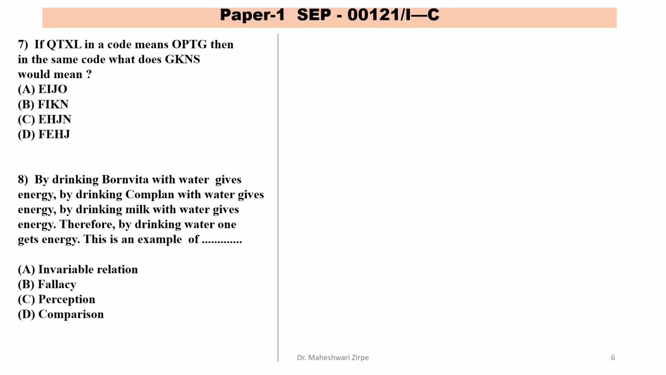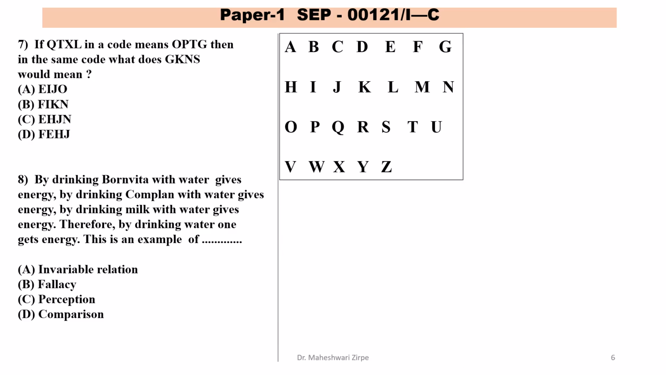The next question is based on coding, decoding of alphabets. So let us first write. If you read the question, if QTXL is a code of OPTG, then with the same coding you can find out for the given option, that is GKNS. So let us first write down ABCD. As I told you, whenever you get the question paper, write down this ABCD up till Z on the last page. You should keep it ready, so that you will not waste time in writing ABCD.